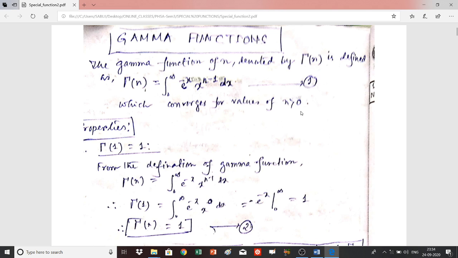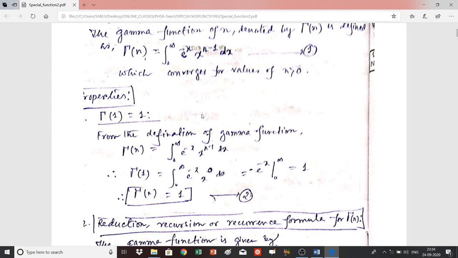So if you wish to find out the value of gamma n for an integer n, then you should use this relation. And now we come to some properties of gamma functions.